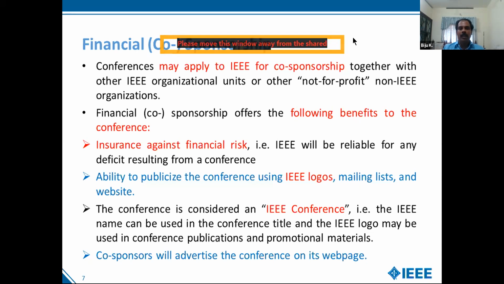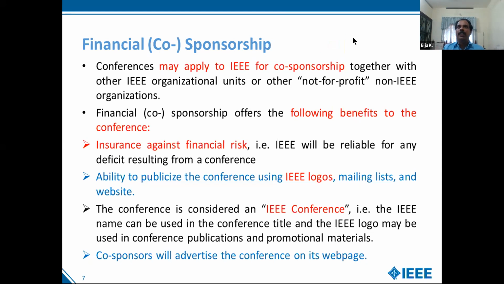And the benefit of the financial co-sponsorship conferences is that if it is a financially co-sponsored conference, such conferences will be insured against all financial risk by IEEE. And we can publicize the conference using IEEE logos, mailing list, and in the IEEE website. And the conference is considered as an IEEE conference. That means you can insert the name IEEE along with the acronym of the conference, say like IEEE PEDAS, IEEE TENCON, IEEE TENSIM, etc.